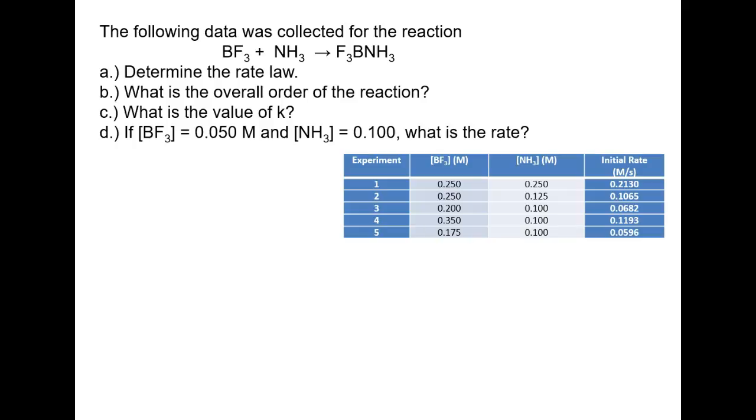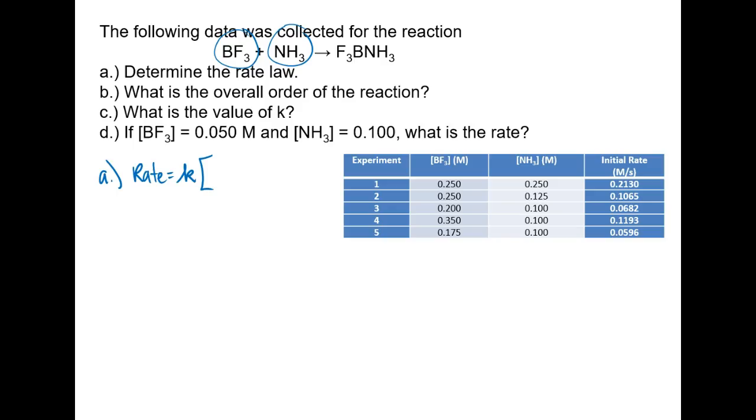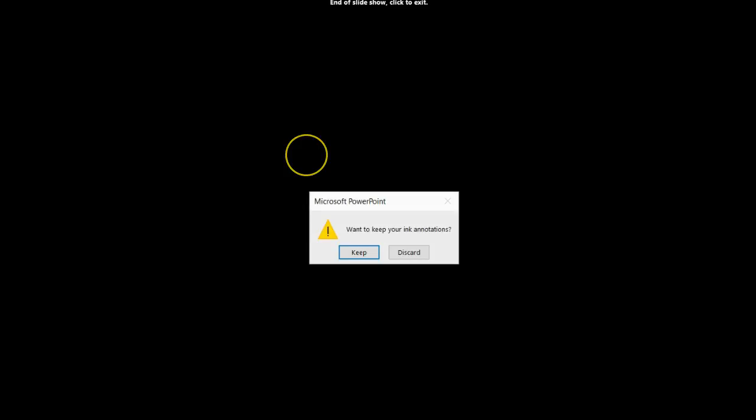So hopefully you've had a chance to take a look at this one. Our two reactants are BF3 and NH3, and so my generic form of my rate law should be rate equals k. As I was saying, rate would equal k times the concentration of BF3 raised to some power or order, times the concentration of NH3 raised to some order.